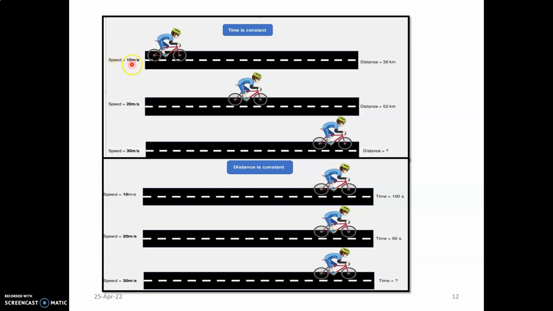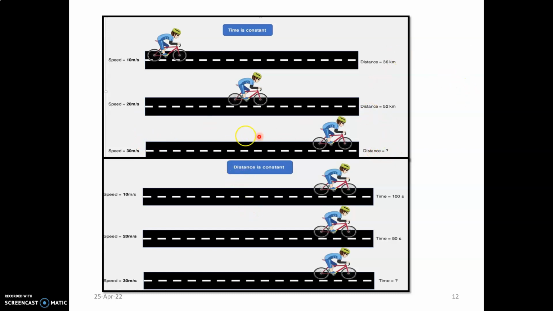Here speed is 10 meters per second, distance is equal to 36 kilometers. The next speed is 20, the distance is 52 kilometers. Next the speed is 30, the distance is increased. Here time is constant, the speed is increased as well as the distance is also increasing.